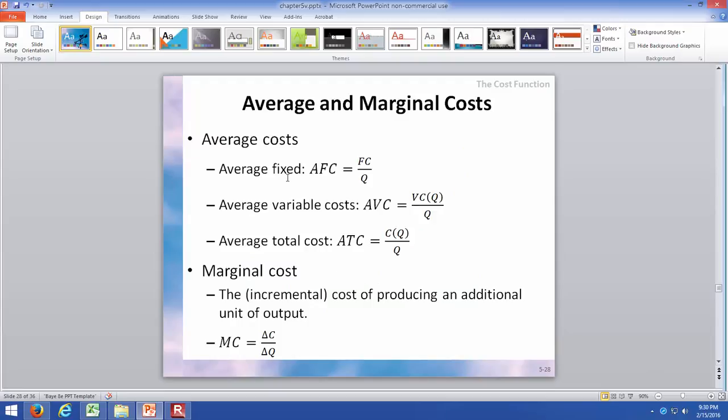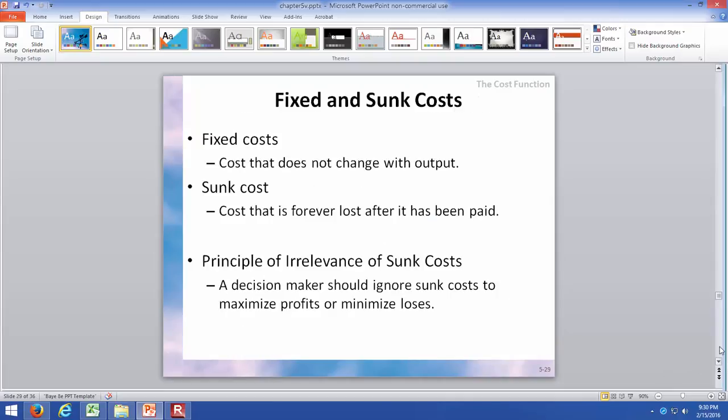Now what about the average cost? The average fixed cost is given by the fixed cost divided by the quantity, and the average variable cost is the variable cost divided by the quantity. So the average total cost is given by the cost at a certain quantity divided by the quantity, and the marginal cost is the change in the cost with a given change in the quantity.